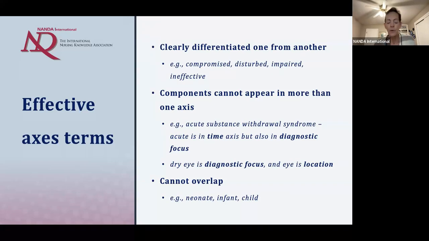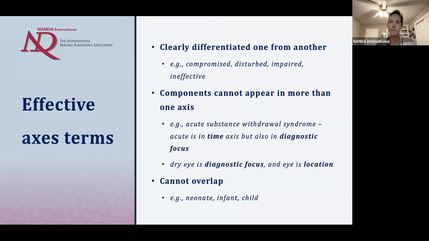So we learned that there were some rules in multiaxial structuring, and you may well know these rules. The first rule is that all terms in one axis have to be clearly differentiated from another term in another axis. So you can't have the same terms appearing in two places.